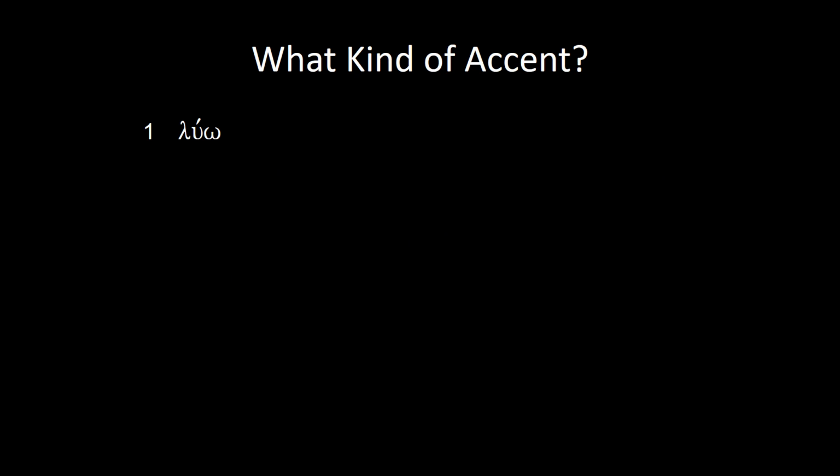Okay, so we had 3 different kinds of accents: an acute, a grave, a circumflex. What do you think this is? Number 1, in the word luo, which means I loose or untie. By the way, Jesus would luo some demons. He would luo some people who had demons. So what kind of accent is there on the upsilon? Acute, grave, or circumflex? That one's going up, left to right, so that's acute.